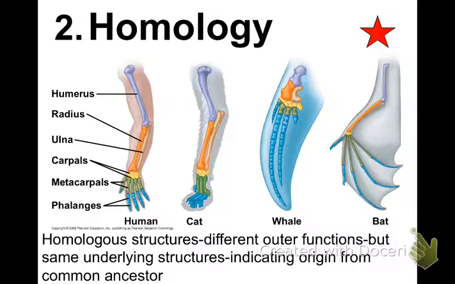The second proof was homology. Homology basically means you have a different function of the structure that you're looking at. So if you just observe the human hand, or the leg of a cat, or the fin of a whale, or the wing of a bat, they look different. They have different functions. The hand is something you work with. The cat leg is for walking. The whale fin is for swimming. The bat wing is for flying.